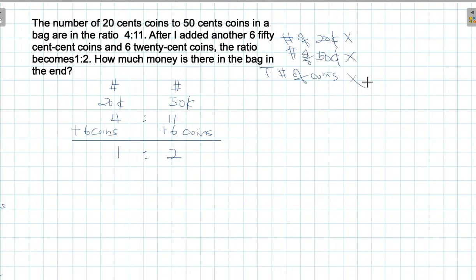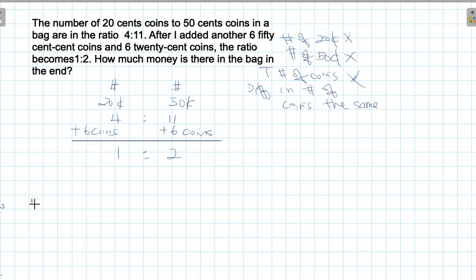Then the last thing I'm going to ask myself is whether the difference in the number of coins is the same. Okay, so I'm asking if the difference in the number of coins is the same. Let's see this. Do you think it is the same? The difference in the 20 cent coins and the 50 cent coins, is it the same?